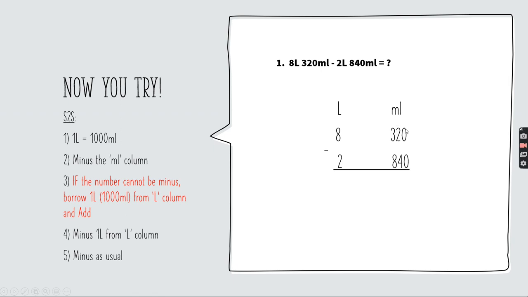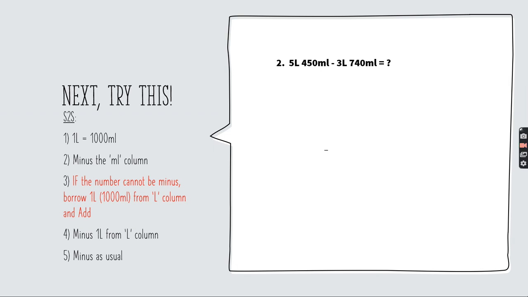So you plus 1000 right here because you borrow 1 liter from here, so this becomes 7. And here 1000 plus 330, you plus that first, and then you minus 840. So you should get an answer over here which is less than 1000. And then don't forget to minus 7 minus 2 gives 5. Your answer should be 5 liters, 490 milliliters.